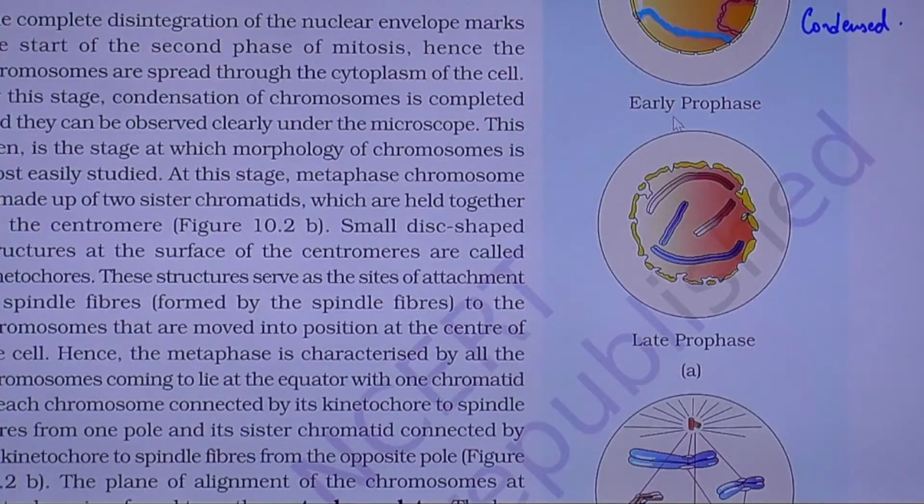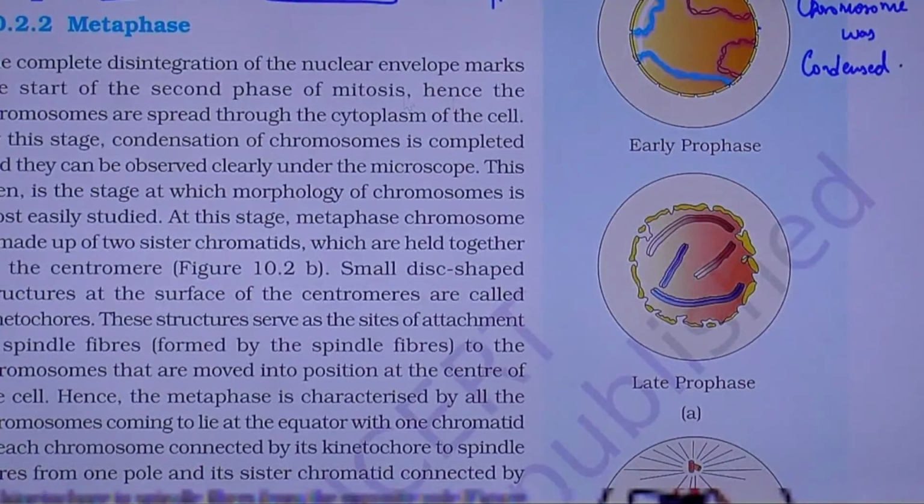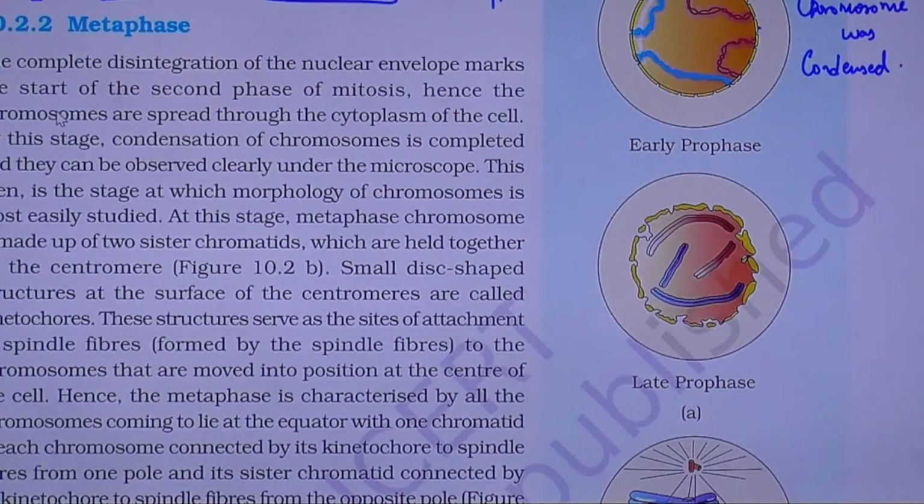And then in metaphase, the complete disintegration of the nuclear envelope marks the start of the second phase of mitosis. Hence the chromosomes are spread through the cytoplasm of the cell. So here it is saying the nuclear envelope breakdown marks the start of the second phase. The second phase is metaphase.